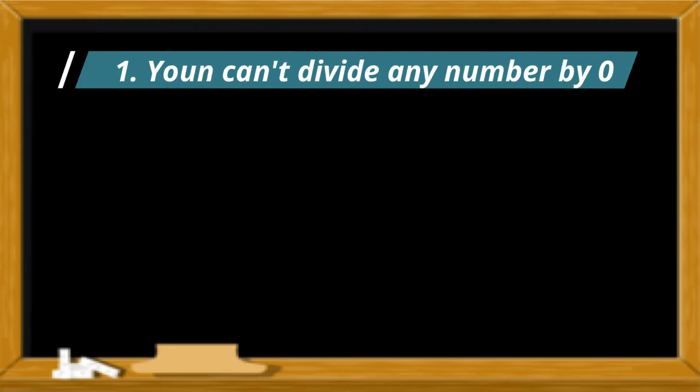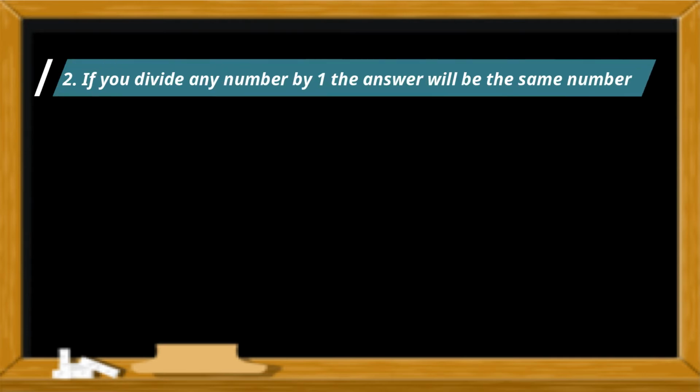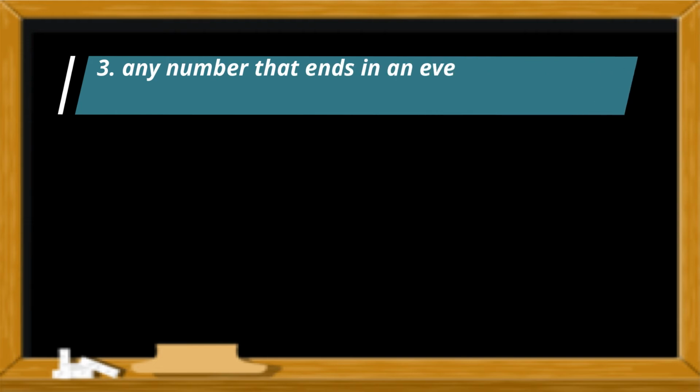Tip number 1. You cannot divide any number by 0. Tip number 2. If you divide any number by 1, the answer will be the same number. For example, 15 divided by 1 is equal to 15. Tip number 3. Any number that ends in an even number or 0 is divisible by 2.